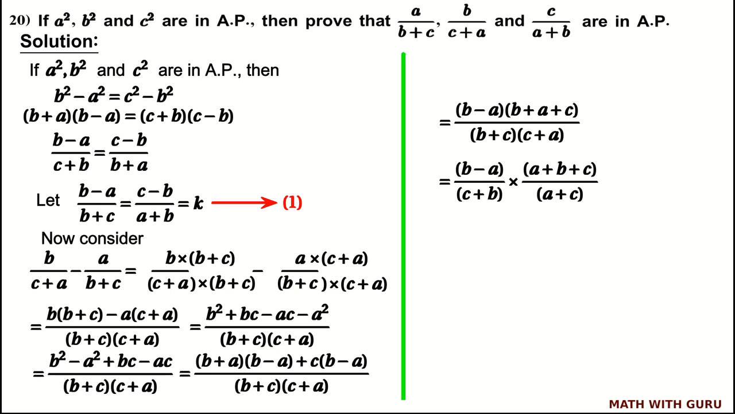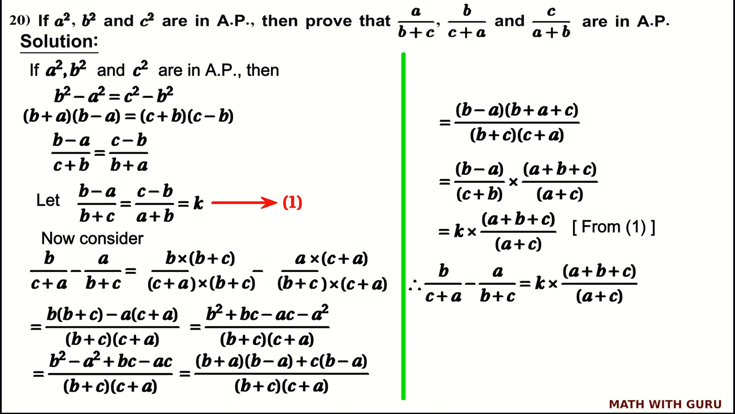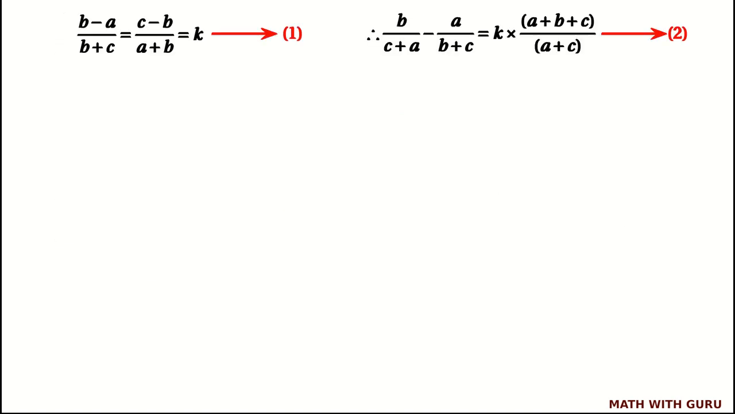Look at the result 1. b minus a over c plus b equals k. Therefore, k into a plus b plus c divided by a plus c from equation 1. Therefore, second term minus first term, b over c plus a minus a over b plus c equals k into a plus b plus c over a plus c. Take this as equation 2. Again, we have got these two results. Let us have them close at hand.